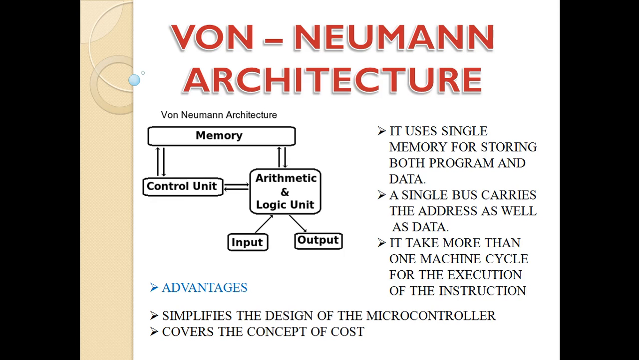Here, as shown in the diagram, von Neumann's architecture is built upon a single memory handling all the operations of data and instruction storage. Thus, a single bus carries the address as well as the data. So, the time required for the operation to complete becomes much higher, that is, it takes more than one machine cycle for the execution of the instruction. Despite all this, von Neumann's architecture has its own advantages, which were seen at first. These are, it simplifies the design of the microcontroller, and yes, also covers the concept of cost.